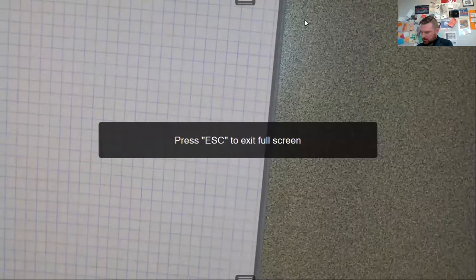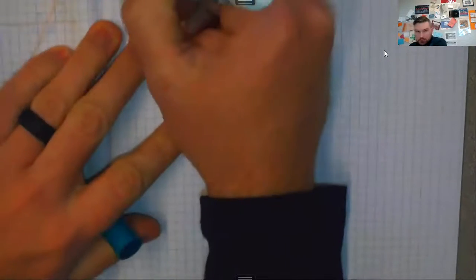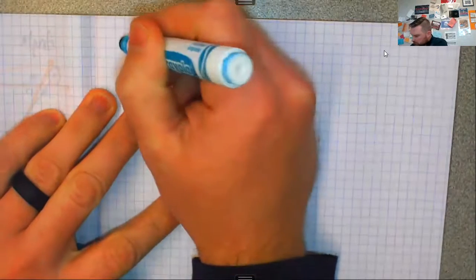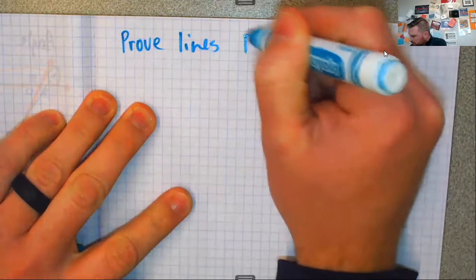All right, today we're going to get started on one of the last lessons here that we have in Unit 3. And this lesson is over proving that two lines are parallel. So I'm going to be on page 45 here. And here on page 45, we're going to prove lines parallel.